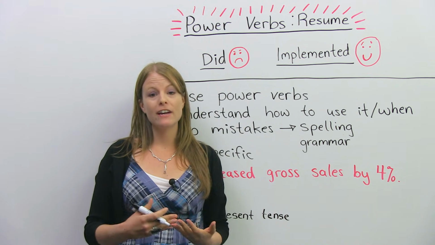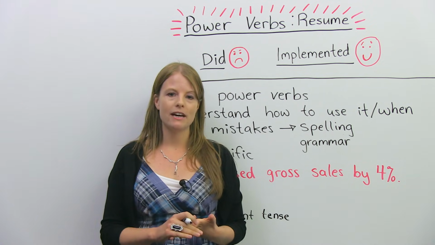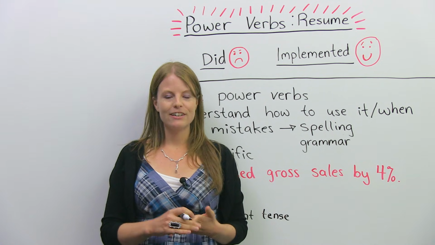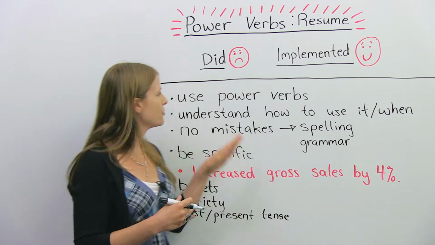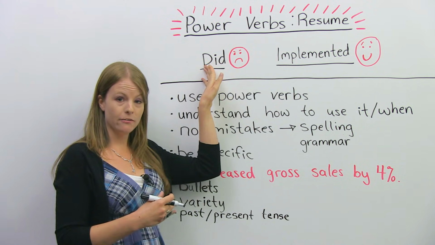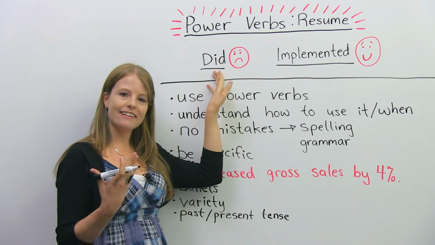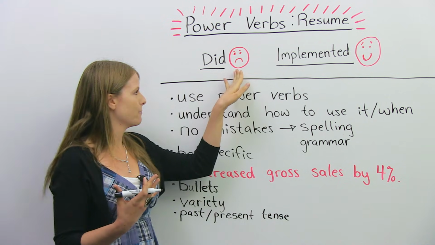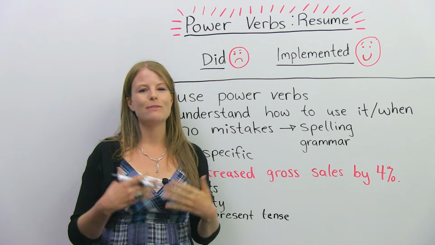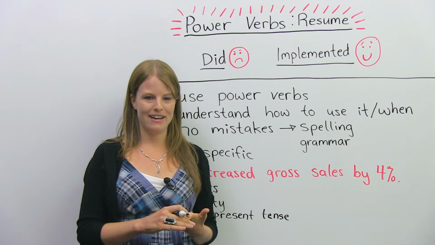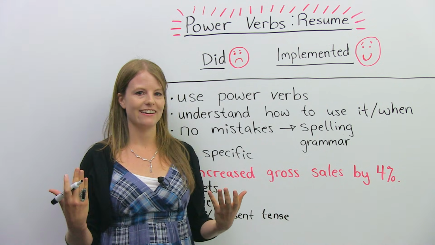So this video is very good if you are looking for a job or even just looking to become a better communicator. So first of all, what is a power verb? Well, I have here two examples of a weak verb and a power verb. So "did" is an example of a weak verb, and I've put a sad face beside it. These are the types of verbs that we don't really want to see on your resume because they don't sound strong. They make you sound like a weak candidate.